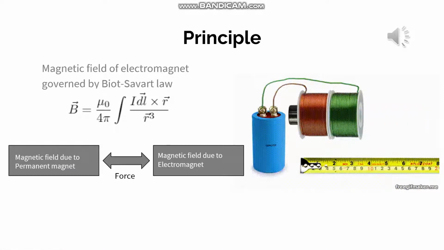The solenoid engine works on the principle of the Biot-Savart law. The magnetic field inside the electromagnet is set up in relation with the Biot-Savart law. This magnetic field interacts with the magnetic field due to the permanent magnet to create a force, and this force is then used to drive the connecting rod.